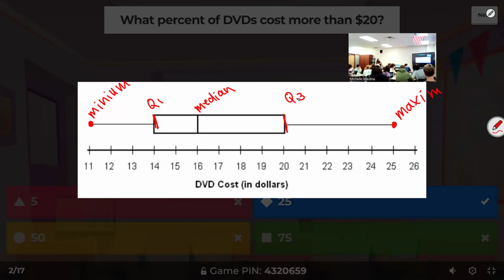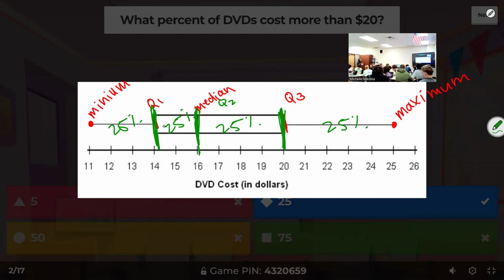Okay, great. Now you don't really need to know all of that for this question. This one said, what percent of DVDs cost more than $20? What you should know, and if you don't, I'm telling you right now, is that the quartiles, Q1, the median is Q2, and Q3 separate the data into quarters. So like it's in the name, quartile. These separate the data into the first 25%, the second 25%, third, and the fourth to add up to 100%.